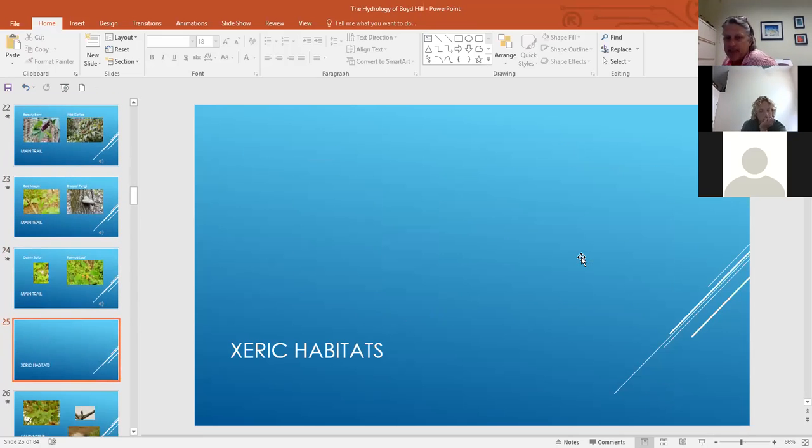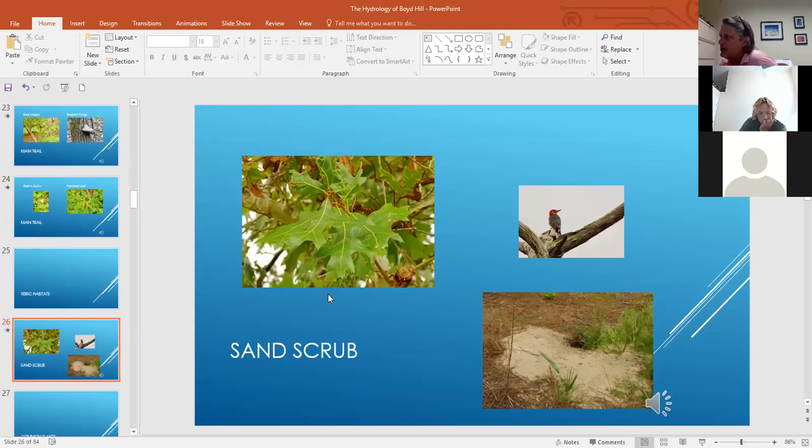Now our xeric habitats, which are more dry. One of my favorites are these turkey oaks. This turkey oak here, they don't grow tall. It makes the acorns like oaks do, but look at the leaves. They say that looks like a turkey's foot, so it got the name turkey oak. They're very adapted to dry climate like the sand pines are.